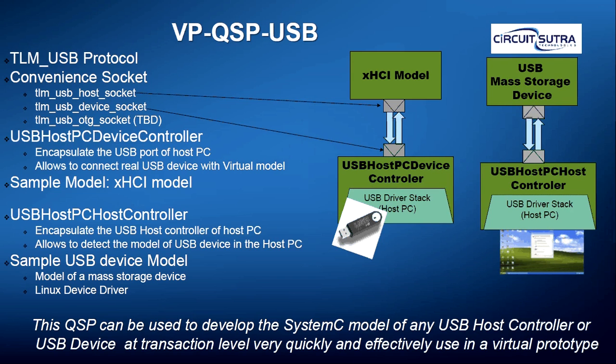VPQSP USB has a TLM USB protocol, which defines a transaction level interface for communicating between two USB modules. It has a convenient socket, the TLM USB host socket, which encapsulates the complex USB host controller protocol inside it. It has a TLM USB device socket, which encapsulates the complex USB device controller protocol, so that if anyone wants to develop a USB controller or USB model, there is no need to worry about implementing this complex protocol. They can simply create an instance of this socket and call the APIs.